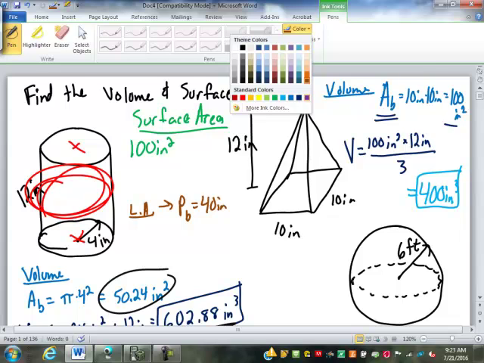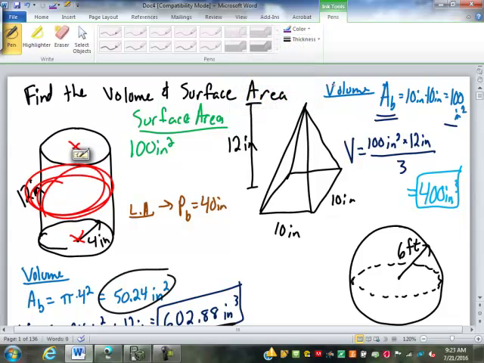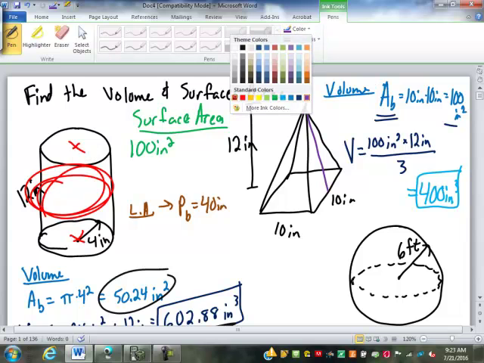What else do I need to find the lateral area? Do I just take that 40 times 12? I need the slant. 12 is not the height of that triangle. 12 goes straight up and down, and the triangle goes at a slant. So I've got to find the length of that slant.